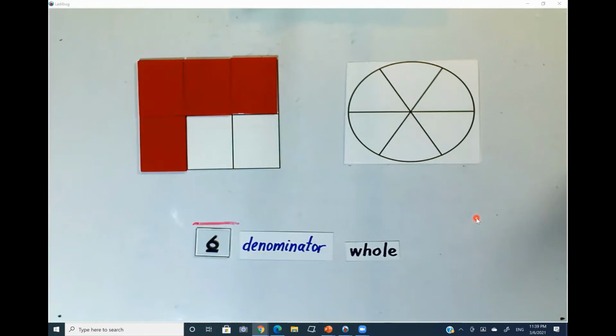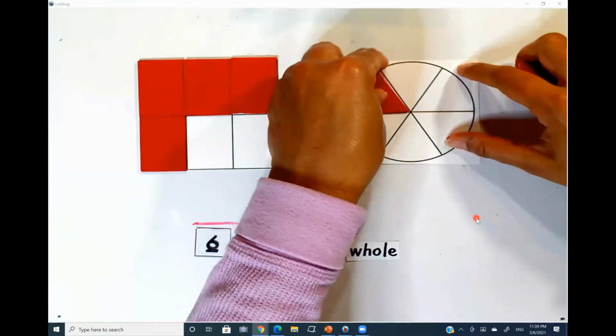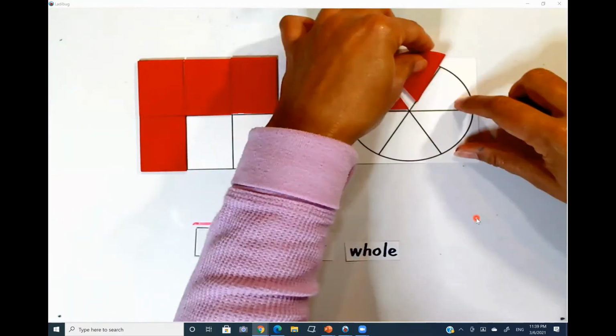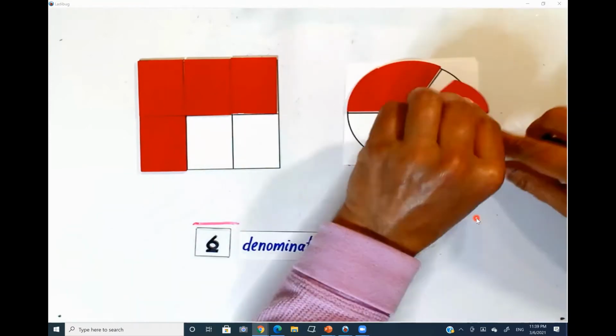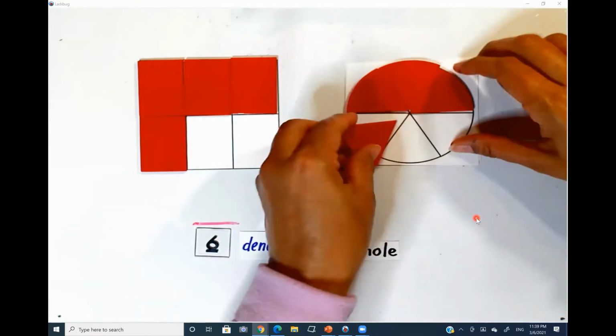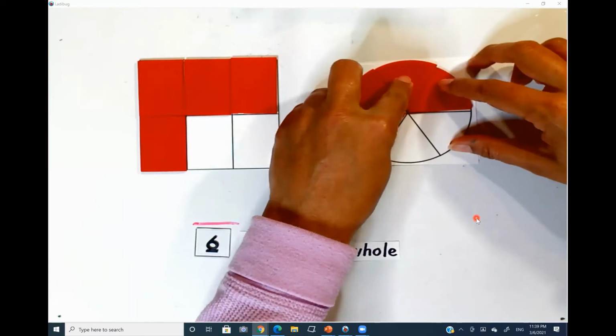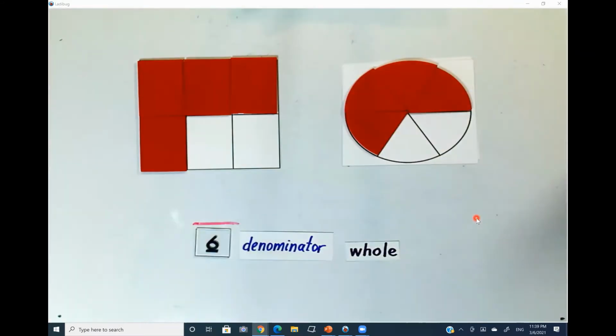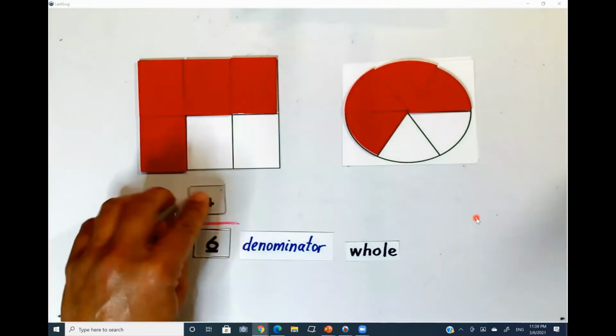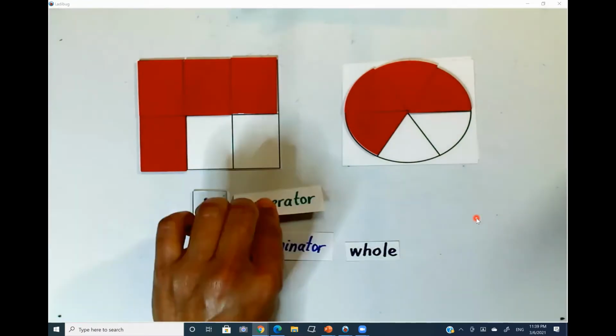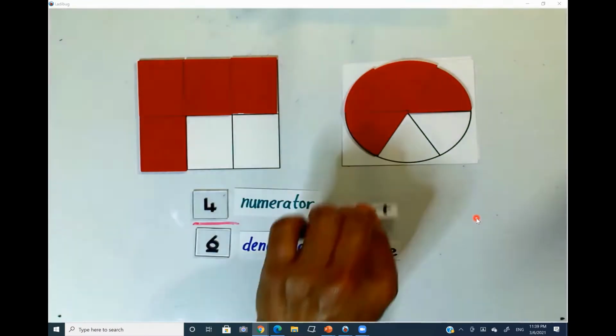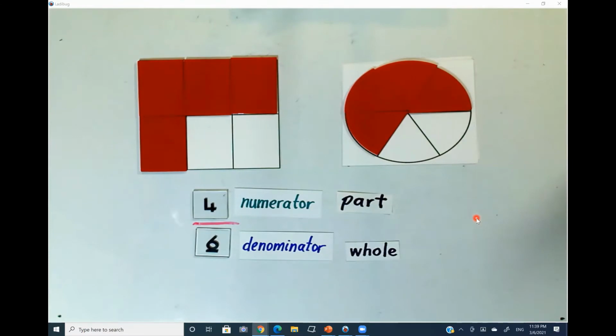Let's do the same with the circle. 1, 2, 3, and 4. So now we just shaded 4 of the pieces. And this is going to be the numerator, which represents the parts that have been selected. So this number is going to be called 4/6.